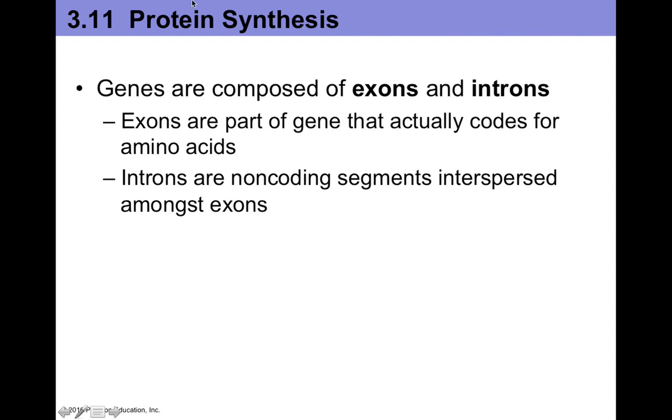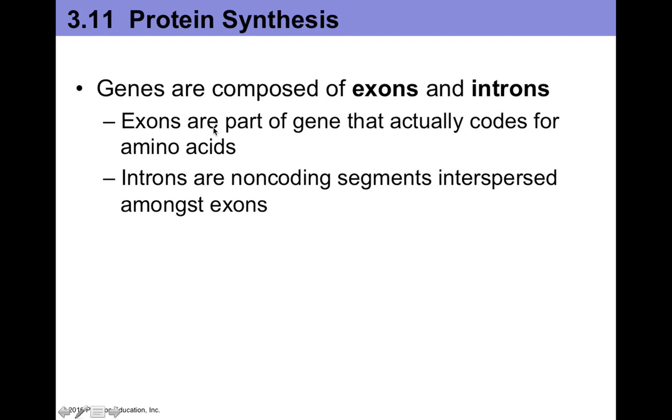Okay, in this video we're going to talk about protein synthesis. So protein synthesis all begins with genes. Of the approximately 10,000 genes that make a human, basically they all code for some form of protein. However, these genes are made of exons and introns. Exons are the part of the gene that actually codes for amino acids. Introns are the non-coding segments that are interspersed among those exons.